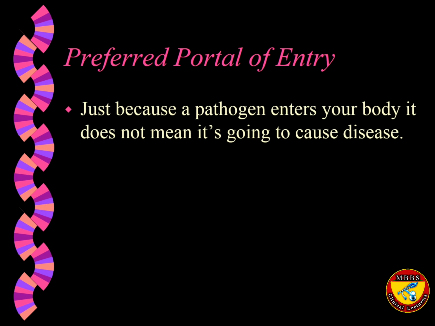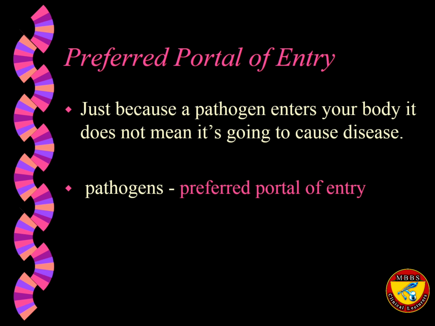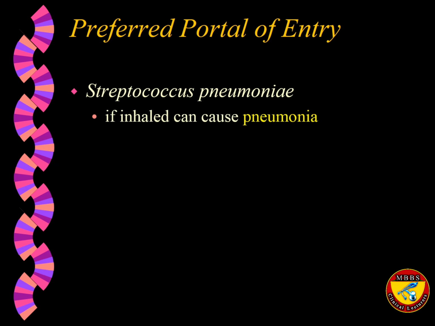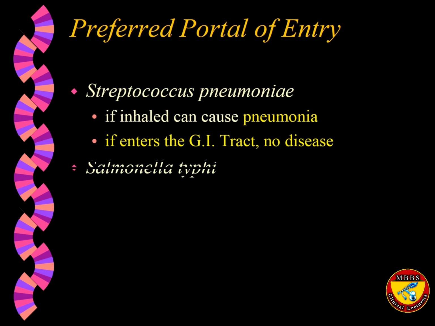And just because a pathogen enters your body, it does not mean that it's going to cause disease. It has to have a certain amount and it has to survive within the host environment. Pathogens have different preferred portals of entry. For example, Streptococcus pneumoniae is a respiratory pathogen. If you have it in water or food, it will not cause any infection. But if it's inhaled, it can cause pneumonia. And if it enters the GIT, it does not cause any disease.